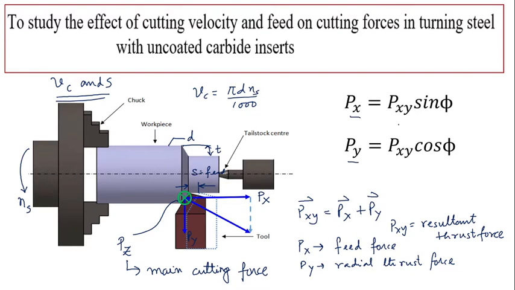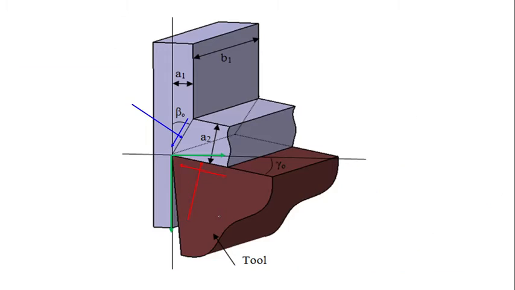Px and Py are related to Pxy, if it is orthogonal machining, by this particular relation. So this relationship is valid provided it is orthogonal machining, where this angle is phi, or principal cutting edge angle. These things have already been covered in your theory of machining, so this is just a recapitulation.